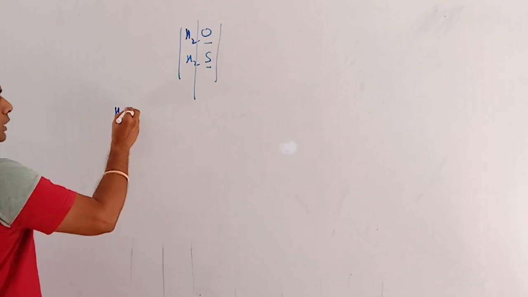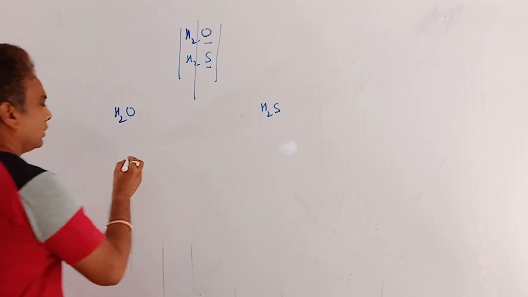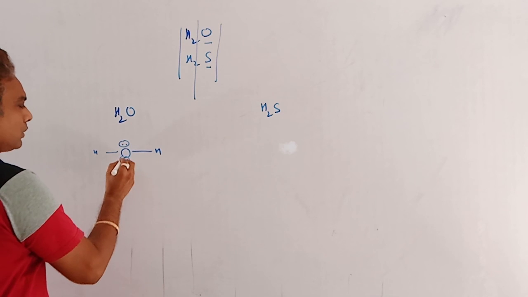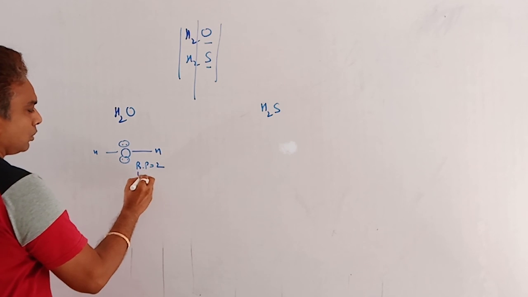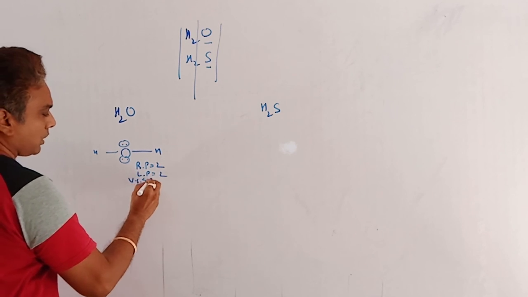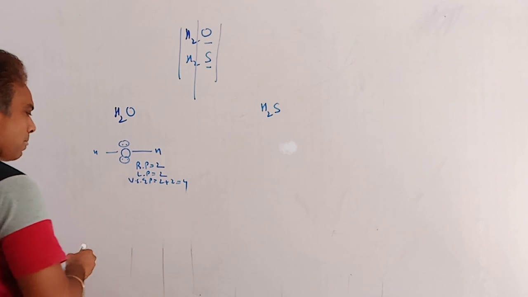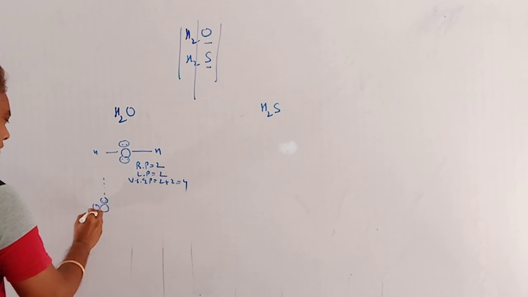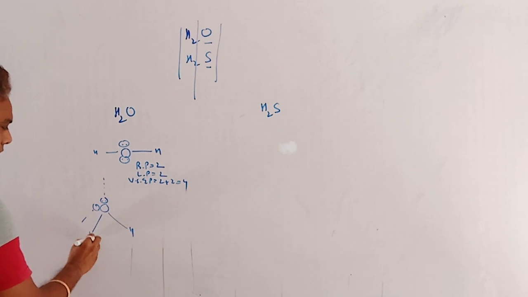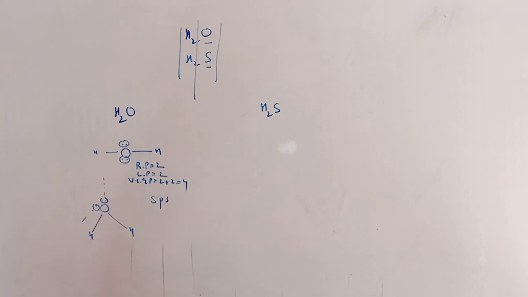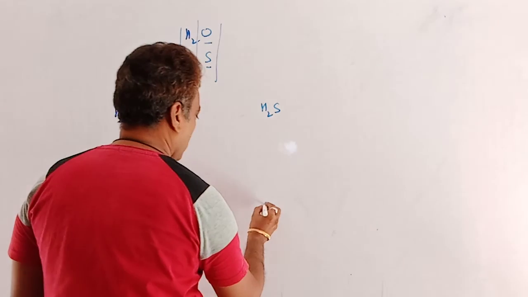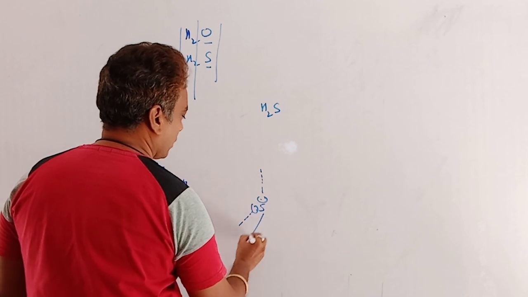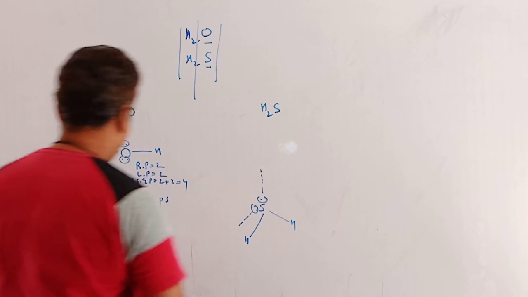Suppose here is H2O, here is H2S. Oxygen has 6 electrons, 2 are shared with hydrogen. So with respect to oxygen, bond pairs are 2 and lone pairs are also 2. So we have VSEPR 2 plus 2, 4. With respect to oxygen, geometry will be V-shaped like this. Hybridization is sp3. Clear? And with respect to H2S, it is also V-shaped, same detail, 2 lone pairs and 2 bond pairs like this.